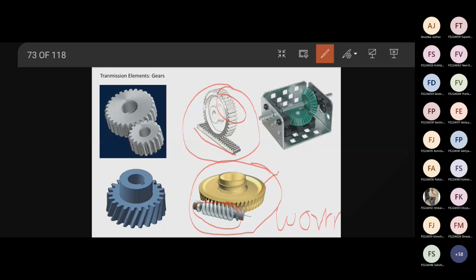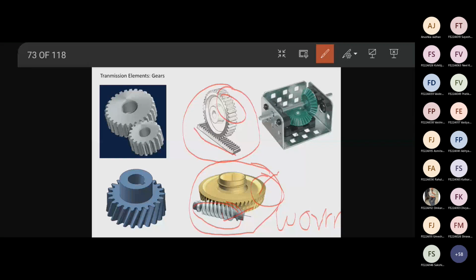Now one special thing about worm and worm wheel is that here the small worm is the driver and the worm wheel is always driven. But in other gears, anything could be driver and anything could be driven. Means power can be transferred from worm to worm wheel. It cannot be transferred from worm wheel to worm, right?